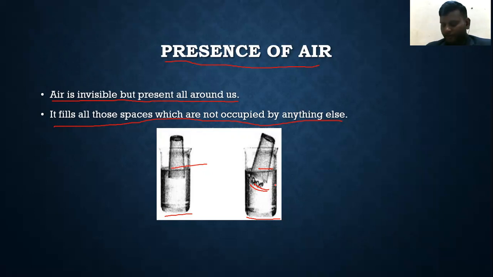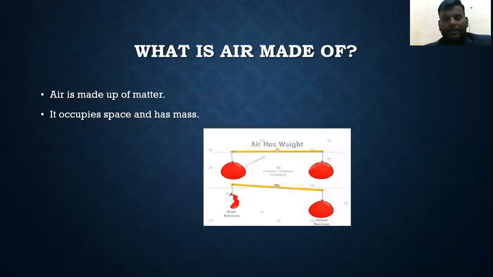Okay, so next is, what is air made up of? Air, as you know, is made up of matter. First thing is that, and the other thing you know very well is that it occupies space and it has mass. As you can see, one example I have given here: these are two balloons fully filled with air. In the other one, one side is filled and the other is not filled with air.